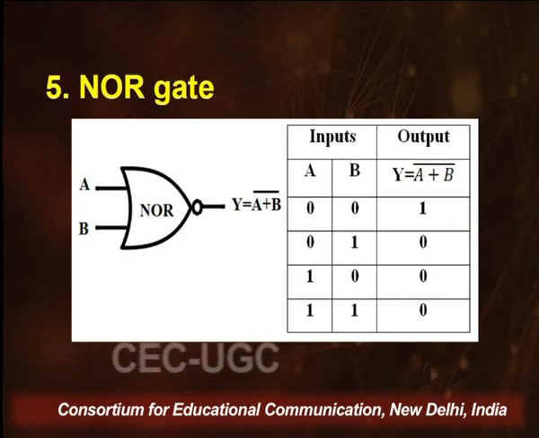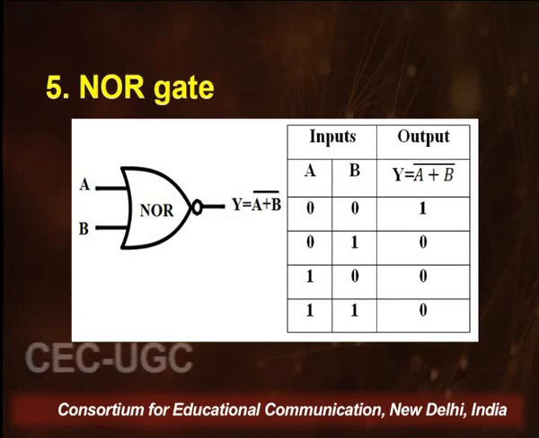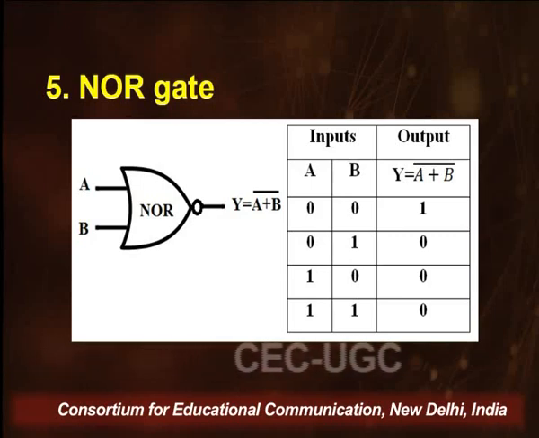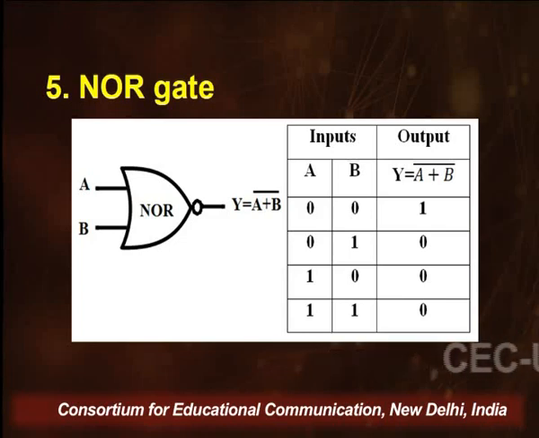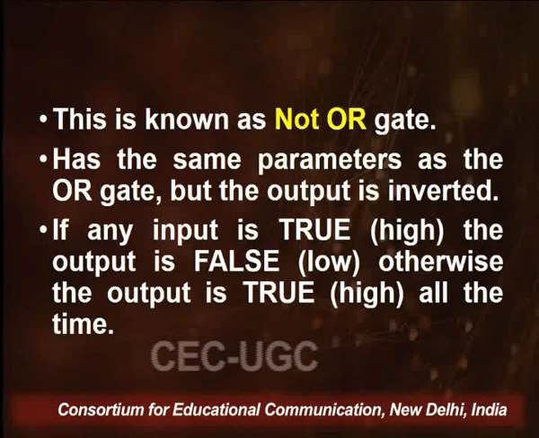So we will have a 1 only in the case where both your inputs are zeros. The remaining 3 options will have a 0, because even if we have a single 1 appearing in my input columns, the output is going to be 0. So let's just conclude here. This is known as a NOT OR gate, or we call it a NOR gate for ease. It has the same parameters as the OR gate, but the output is inverted. If any input is true or high, the output is going to be false or low. Otherwise, the output is true all the time. Let's look at the table again. This is how it looks.